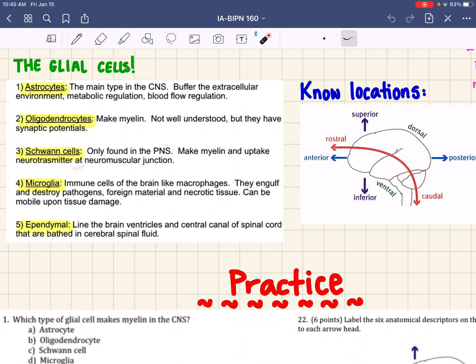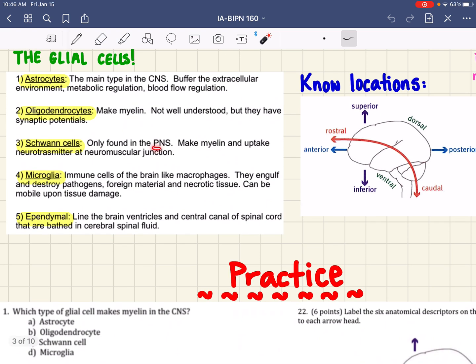Schwann cells are glial cells that are found in the PNS, and they make myelin there, and they also reuptake neurotransmitters. Okay, and PNS is the peripheral nervous system, which is everything else other than the brain or the spinal cord.